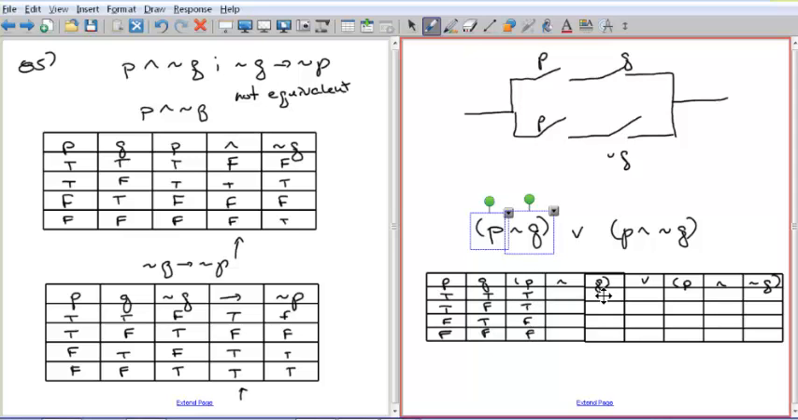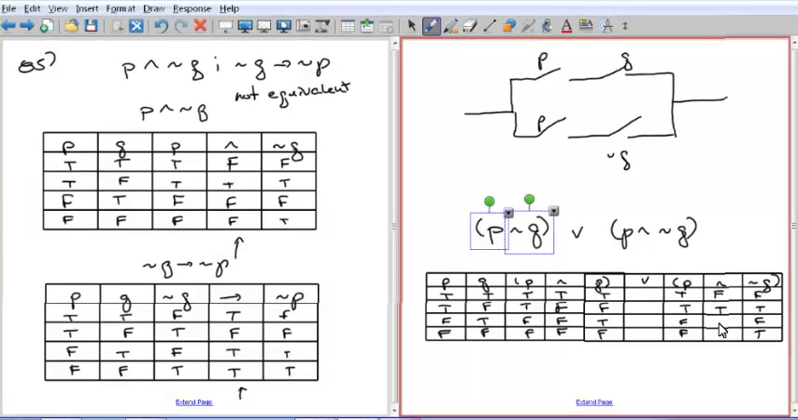The Q column is the alternating true, false. P again is true, true, false, false, and the negation of Q is false, true, false, true. Okay. Now we do these operations. So the only time an AND statement is true is when they're both true. So the first one's true because we have two trues. Here, the second one is true. All the other ones are false.